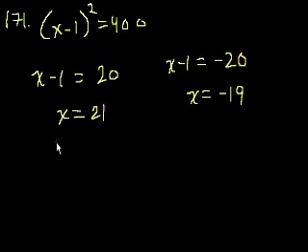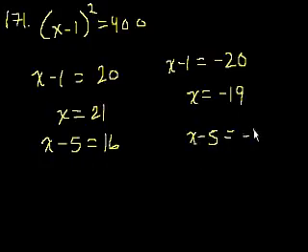So what could be a value of x minus 5? So x minus 5, that's what they ask for. They're not asking for a value of x. X minus 5 in this case was 21 minus 5. That's 16. X minus 5 in this case, minus 19 minus 5, that's minus 24. So x minus 5 could be 16, or it could be minus 24. And they only have this one there, so it's choice C. So they were just testing to see if you remembered that x minus 1 could be the negative square root of 400.